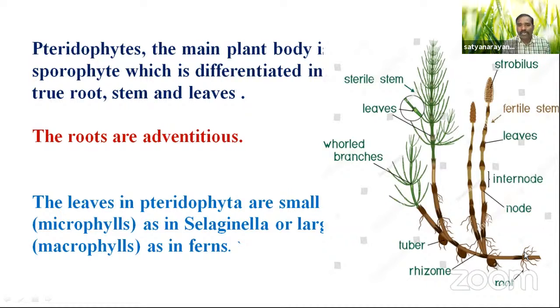The true roots, true stems, and true leaves are absent in bryophytes. Instead of roots, stem, and leaves they have rhizoids, caulloids, and phylloids. But when it comes to pteridophytes, we can call them root, stem, and leaf. The root system is an adventitious root system. The stem is also erect and branched.